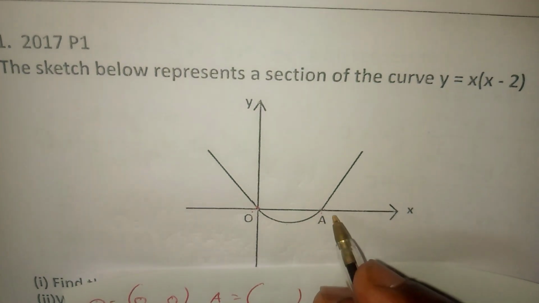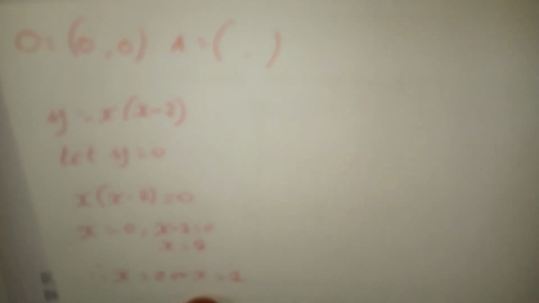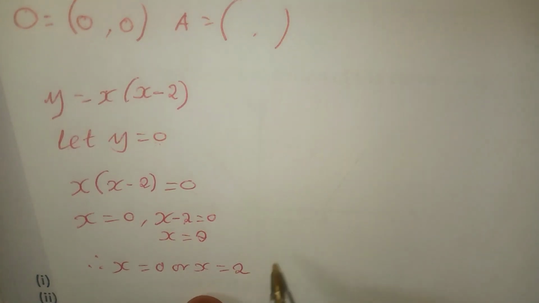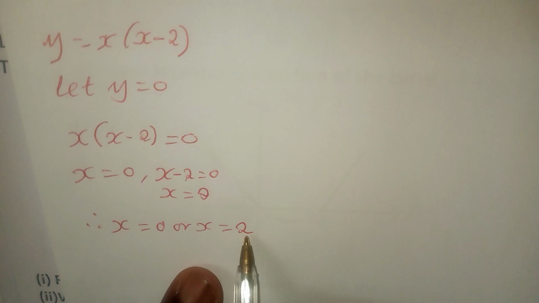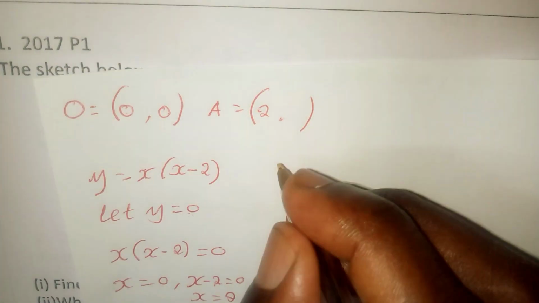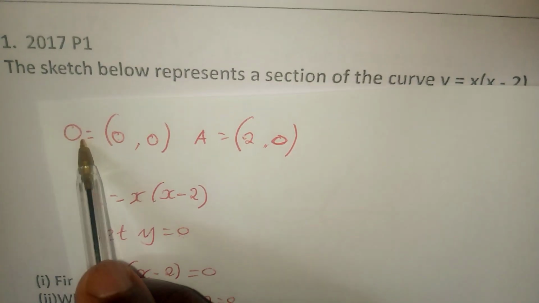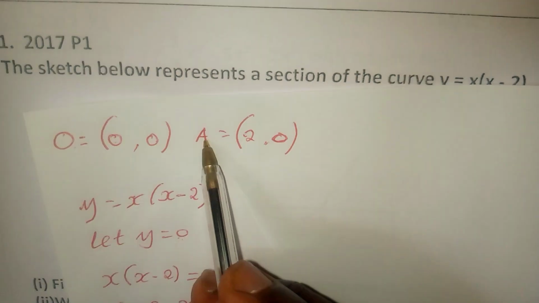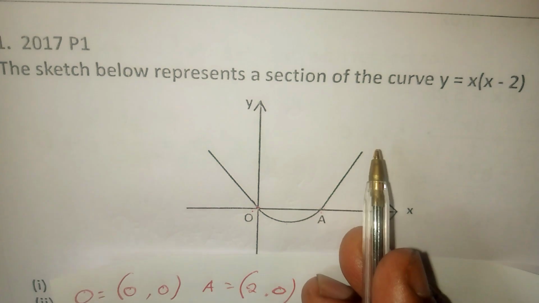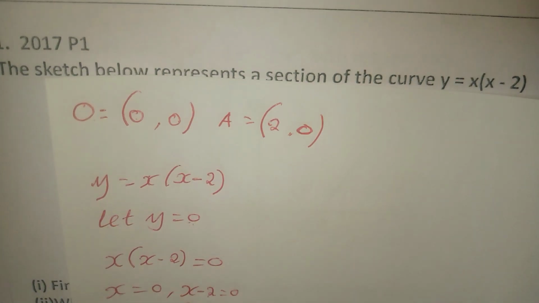A, it has at least moved. The x has moved. So x is the one which is going to be 2. So it will be 2, comma y. Y we said it's 0. So these are the coordinates. The coordinates were 0, comma 0. And then for point A, which is here, it was 2, comma 0. Hope you have seen how we find the coordinates.